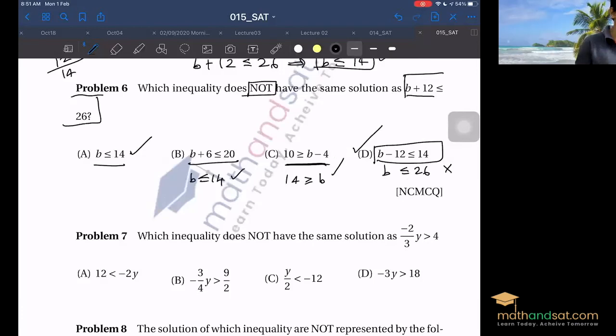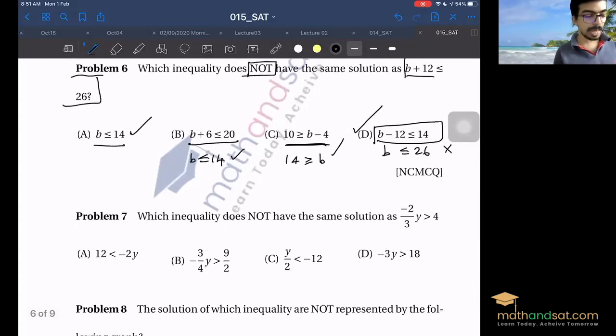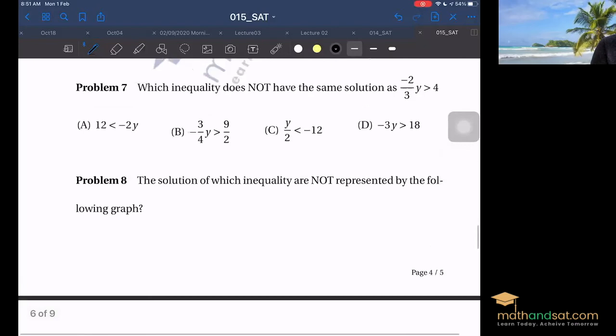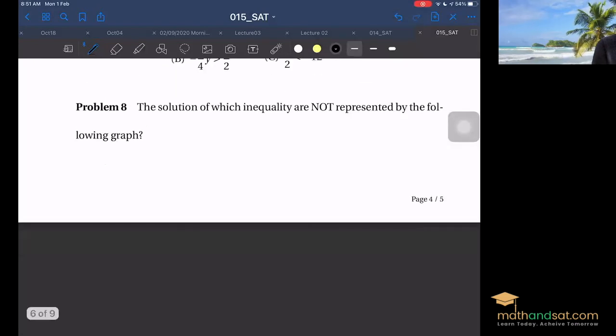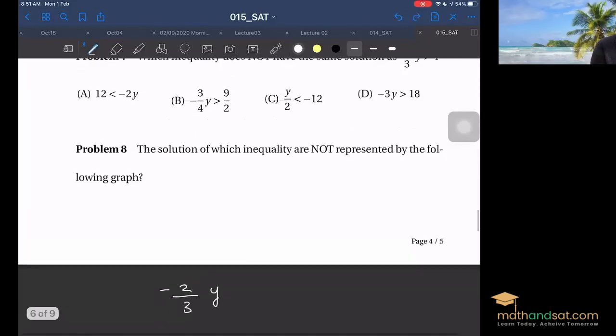Okay, next question. Which inequality does not have the same solution as minus 2 by 3 times y greater than 4? Here we need to be careful because there is a negative sign, and a negative number is being multiplied with y. Let's see how this can be solved. So we have minus 2 by 3 times y greater than 4.